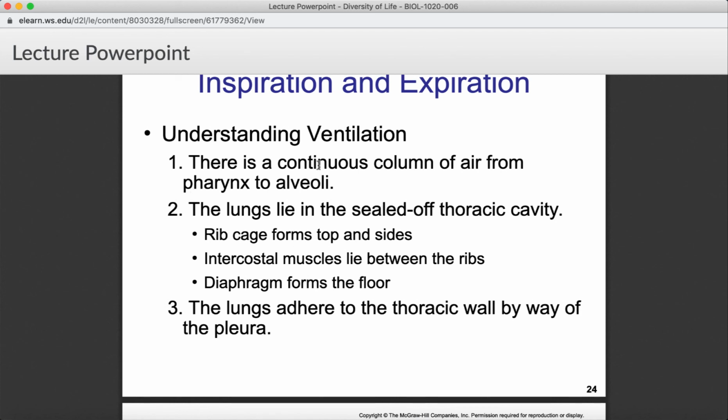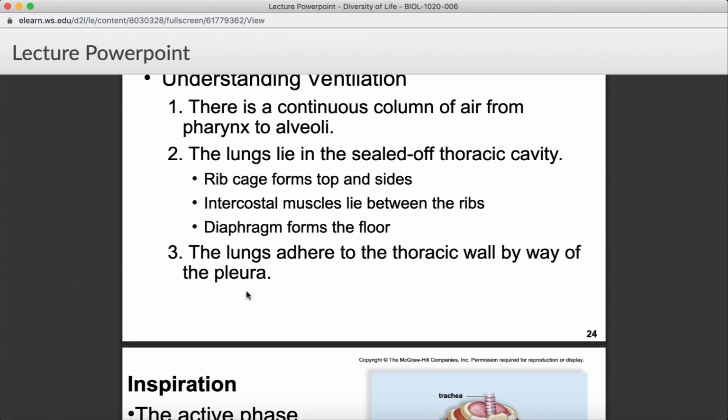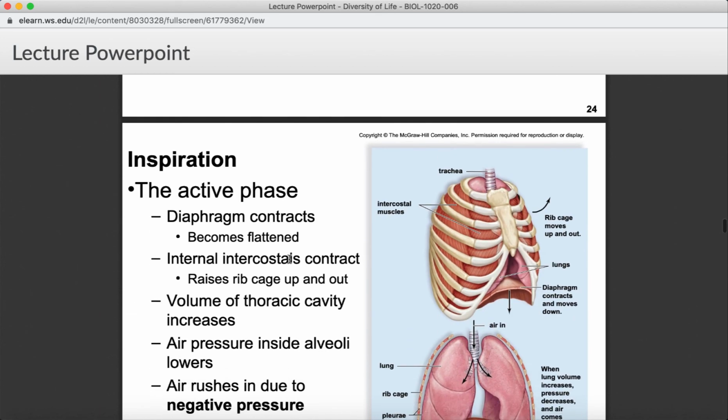There's a continuous column of air from the pharynx to the alveoli, and the lungs lie in the sealed off thoracic cavity. The rib cage forms the top and sides. Intercostal muscles lie between the ribs, and the diaphragm is the floor. And then the lungs adhere to the thoracic wall by means of the pleura.